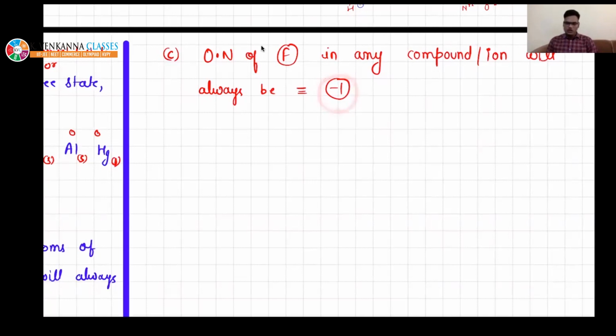It is the most electronegative atom. Fluorine is the most electronegative atom, so it will always try to attract the electrons, or gain the electron. It is the boss of the ring. That is why fluorine will always have -1 oxidation number. As it is the most electronegative, it always tries to attract the shared pair of electrons, or in any ion it will always gain electrons, right?